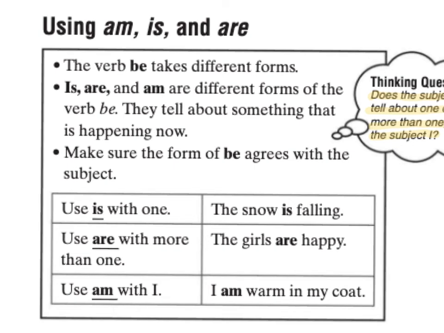So, use is with one. The snow is falling. The snow is a subject. It's just one thing, so we use is. The snow is falling. Our verb in this sentence is is. Use are with more than one. The girls are happy. So the girls, that's more than one. So we have to use are. Our verb is are.